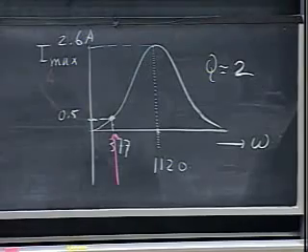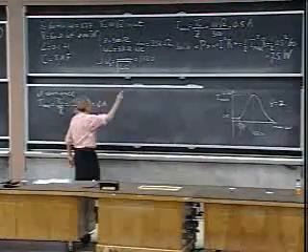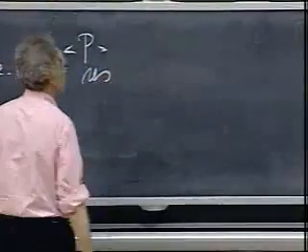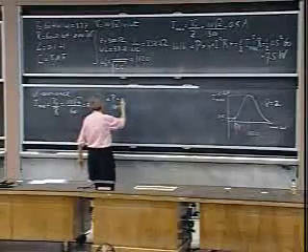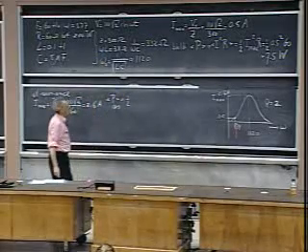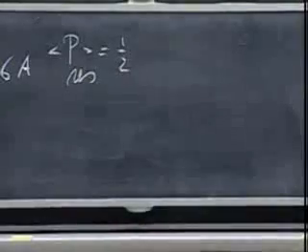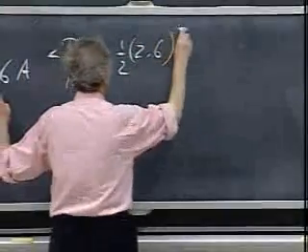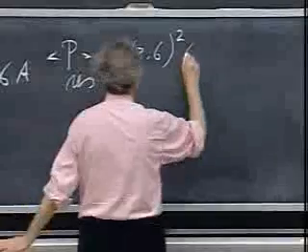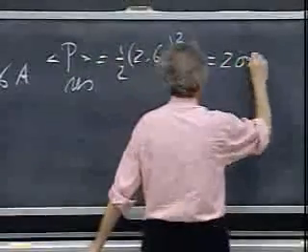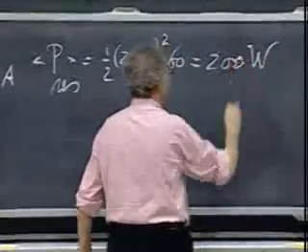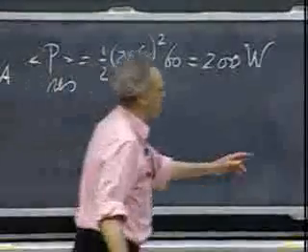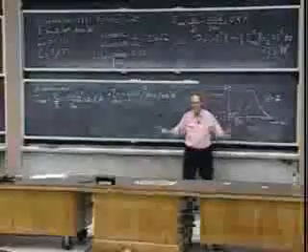I can calculate what the power is that the bulb is dissipating at resonance. Well, that is my 1/2, which is the time average cosine squared. My I max is now 2.6 amperes. So now I get 2.6 squared. And my resistance is still 60 ohms. And this is 200 watts. What a coincidence. That's the way we designed the experiment. So if we could be at resonance, the light bulb would be happy like a clam at high tide.